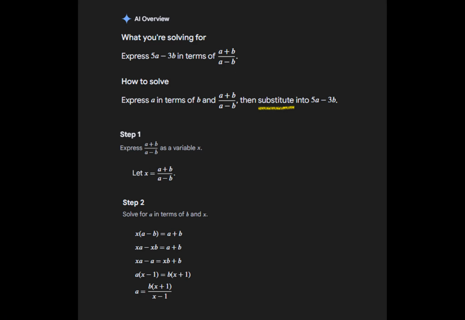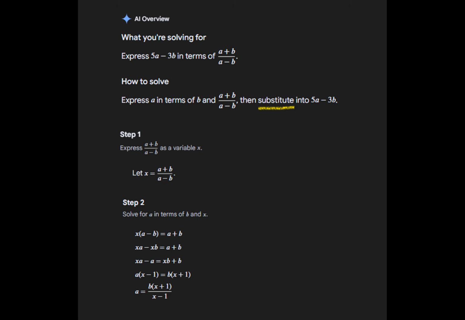Here's what we gave AI. Express 5a minus 3b in terms of a plus b over a minus b. We'll explain why in a moment. We only need to discuss the solution briefly. So here's what it offered: how to solve the problem by the method of substitution. Underlined yellow. Okay, fair enough.